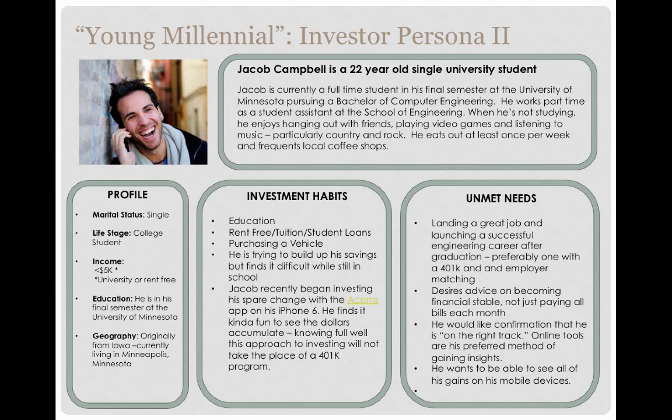So the joy of having two personas in a business is that you are able to look at the differences between the people and your target audiences. The second one that I had for my client was Jacob. He's a 22-year-old single university student. He's currently a full-time student, finishing up at the University of Minnesota, so he's a Midwesterner.